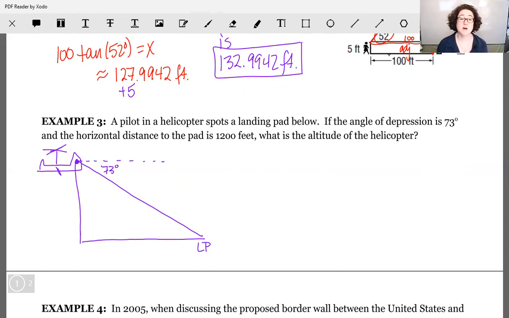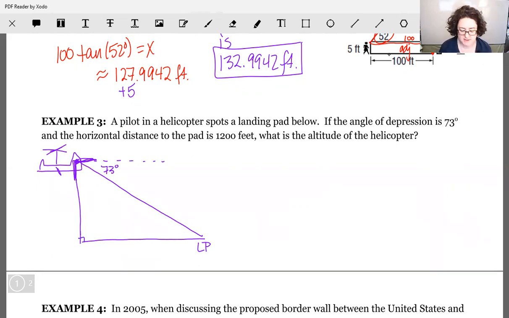However, that's not in the triangle. So there's 2 ways that I could deal with this. What kind of angle do I have to have between the vertical distance and the horizontal line of sight for the helicopter pilot if he was looking straight out? Well, those would add up to 90 degrees. So to find the angle that's inside the triangle, I could just subtract from 90 degrees.